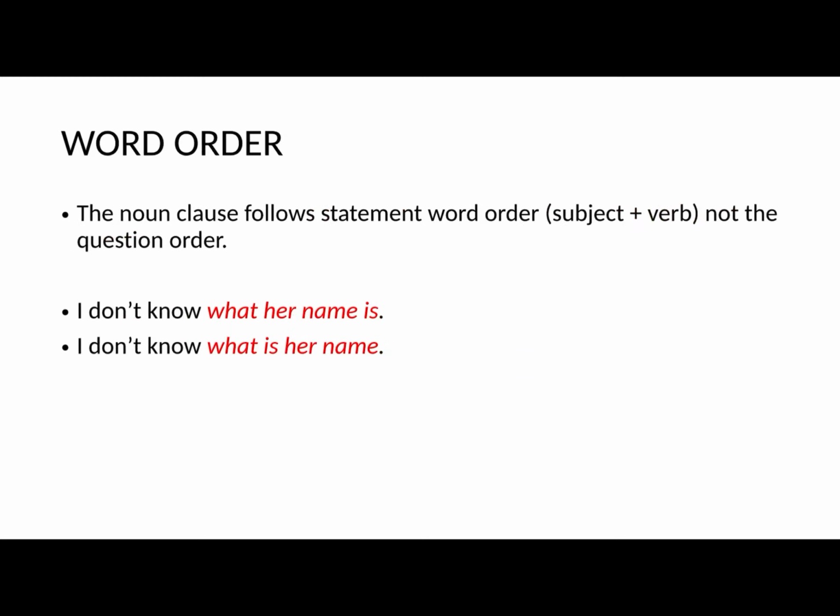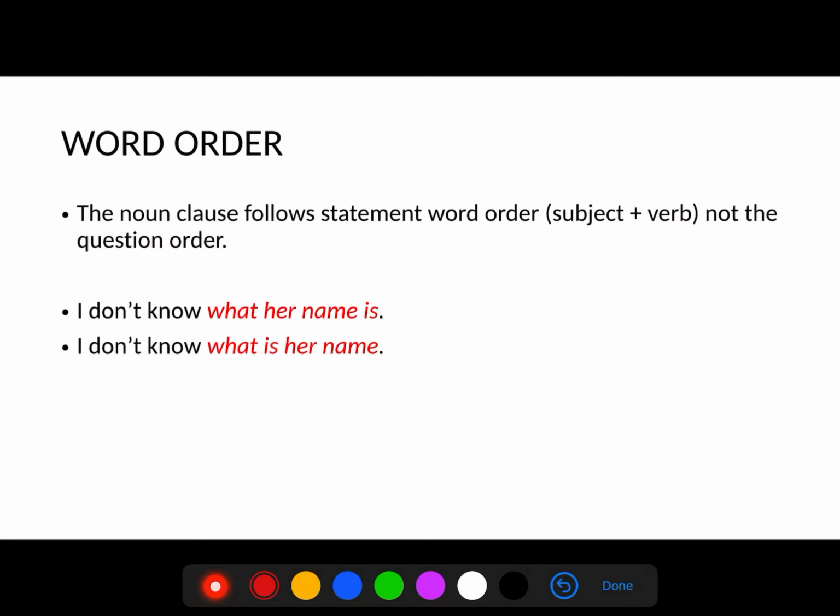So, word order. You have to be very careful with the word order because the noun clause follows statement word order, like subject and verb, not the question order. These 2 sentences show the difference: I don't know what her name is, and I don't know what is her name. "What is her name" is the question order, but the noun clause must have this order, subject and verb, the statement word order.